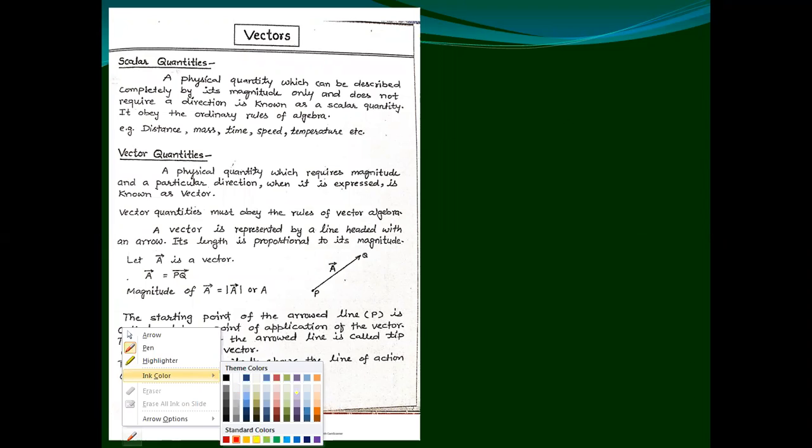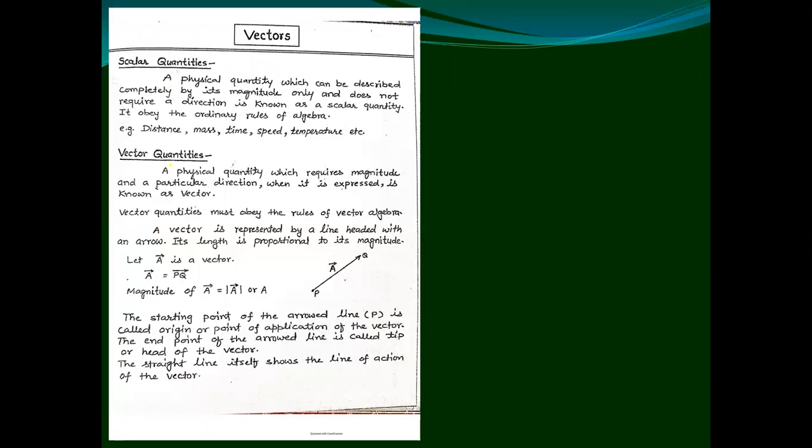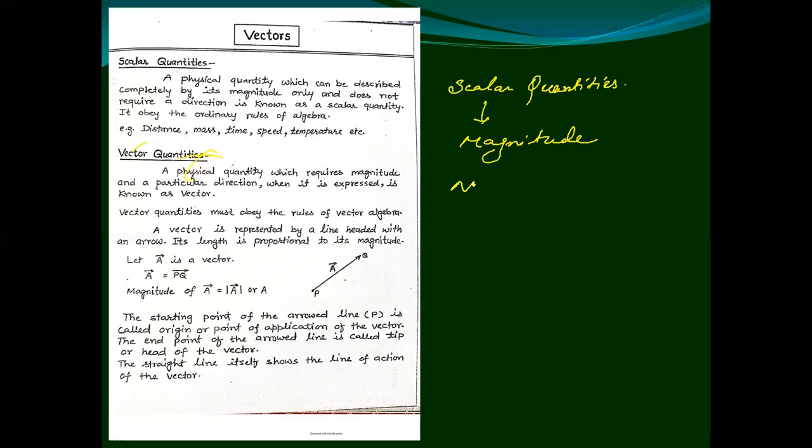Scalar quantities are those quantities which have only a magnitude and no specified direction. Scalar quantities are those physical quantities which have only the magnitude, and there is no specified direction.